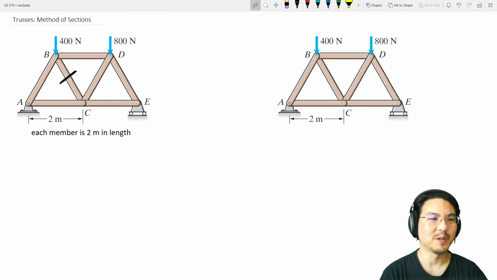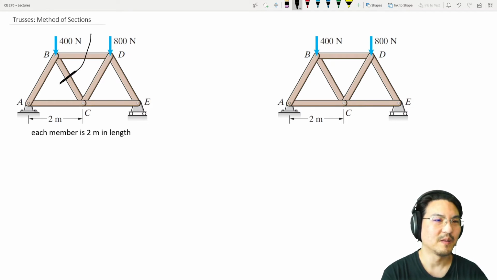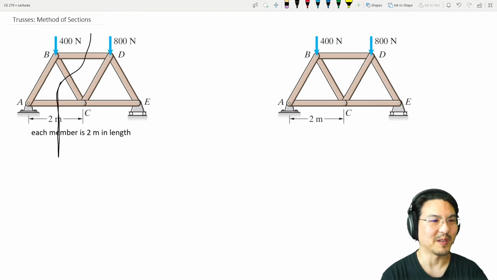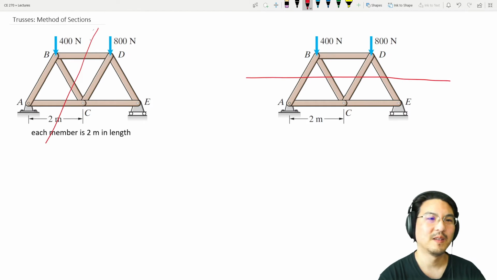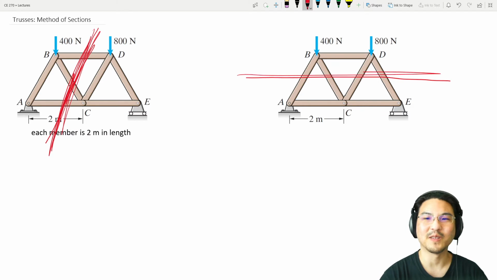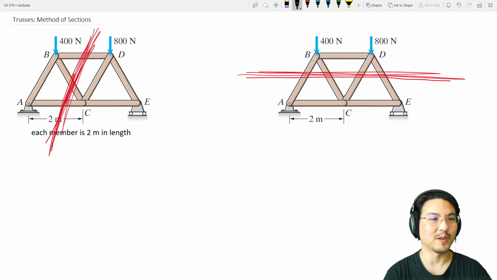So for example, we could cut through the beam like this. So we cut a section, let me just draw it like a line. So we cut a section like this. Or to cut through that member BC, we can cut through the structure like this. Okay, so if we cut a section this way versus this way, you draw each section of the structure.